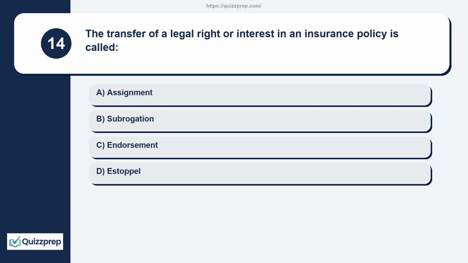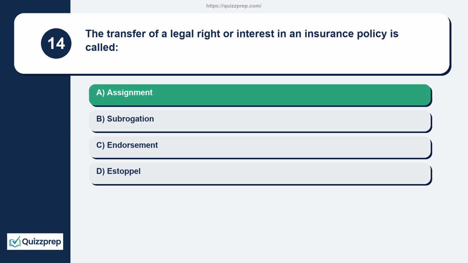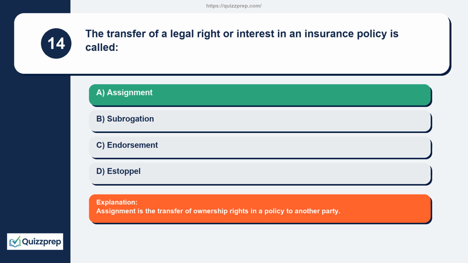Question 14. The transfer of a legal right or interest in an insurance policy is called assignment, subrogation, endorsement, estoppel. Assignment is the transfer of ownership rights in a policy to another party.